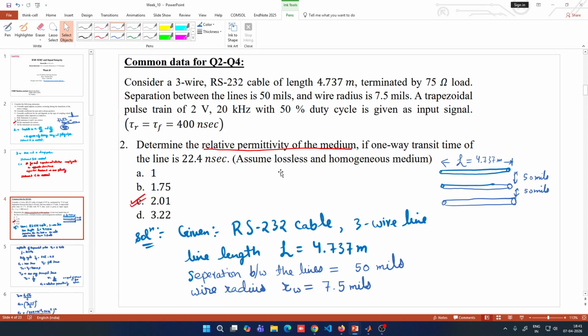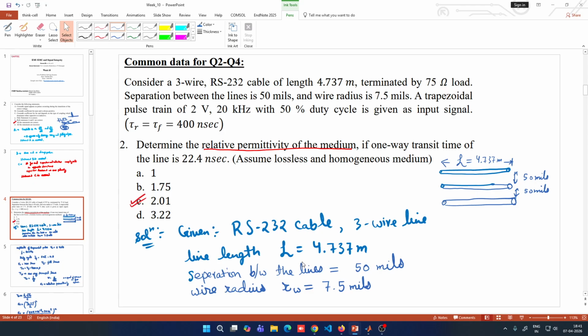signal to that cable, whose rise time and fall time are equal at 400 nanoseconds. In question number 2 we have to determine the relative permittivity of the medium if the one-way transit time of the line is 22.4 nanoseconds, and we have to assume a lossless and homogeneous medium. So epsilon r we have to find for the medium.